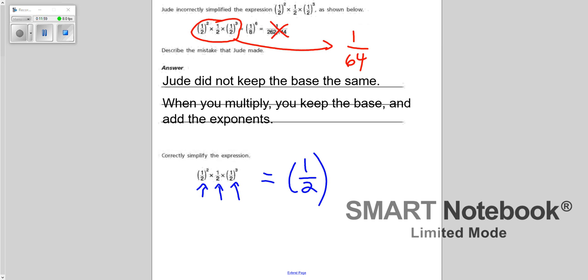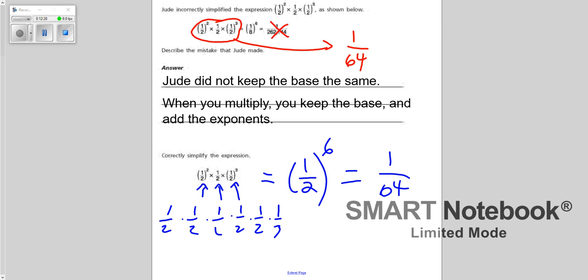Remember, if something doesn't have an exponent, there actually is an imaginary exponent there. It's a 1. If I was going to expand this, 1/2 squared would be 1/2 times 1/2. Then times the 1/2 that's in the middle, and then times 1/2 to the 3rd power, which would be 3 of them. How many do I have? 1, 2, 3, 4, 5, 6 of them. So 1/2 to the 6th power. And if I want to turn that into standard form, 1 over 64.